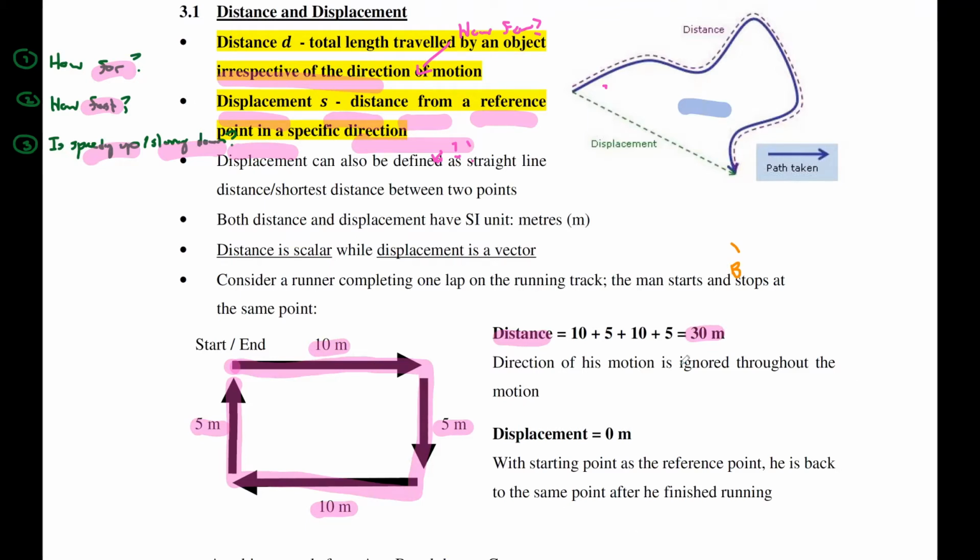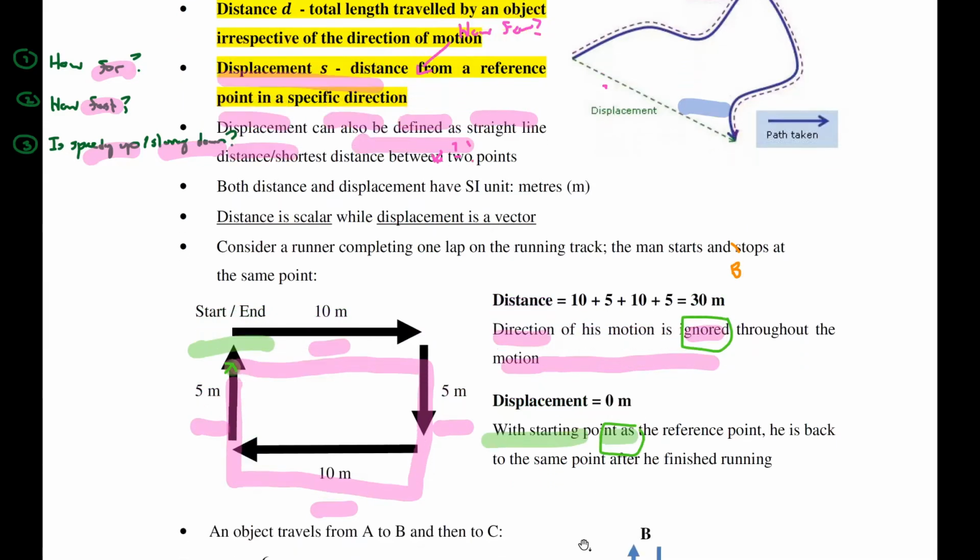In this case here, we just don't bother about the direction of motion. But if we were to ask you what is the displacement of that person from start to end, we will say that his displacement is 0 because your starting point and end point are both at the same point. There's no distance from it in any direction. So the displacement here is considered to be 0. So you could have cases where you have distance, but no displacement. This is one case.